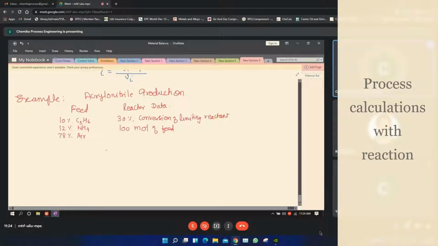So I will just write the equation. C3H6 plus ammonia plus oxygen reacts and gives rise to C3H3N, and water is generated. This is the reaction.